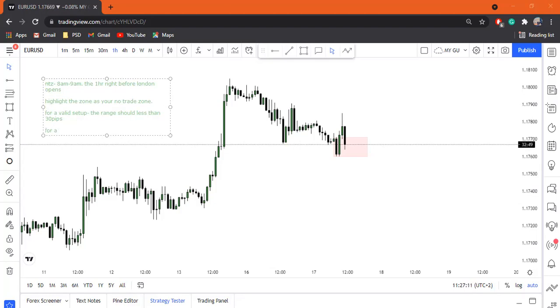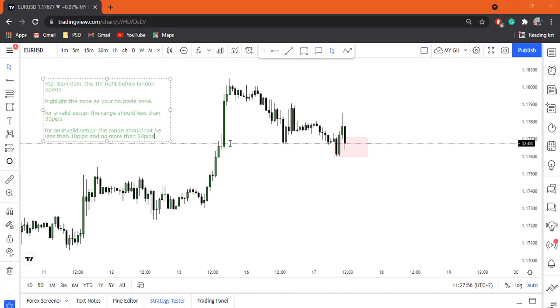For an invalid setup, the range should not be less than 10 pips and no more than 30 pips.